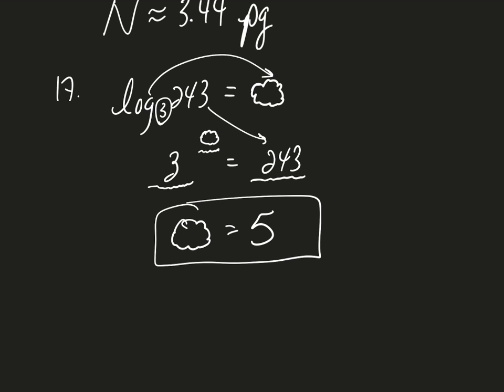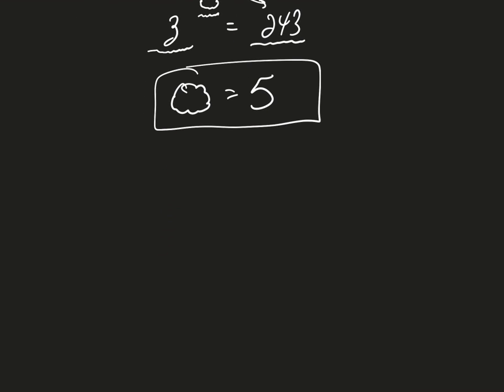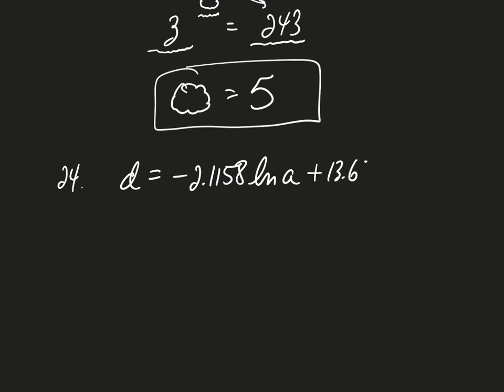Alrighty. Then the other one I wanted to do from this section was the word problem, the biology problem in number 24. Again, it sounds like it's going to be terribly difficult. They're talking about researchers looking at the size of the pupil in a person's eye as they get older. But what it comes down to after all of that explanation is this equation. The diameter of a person's pupil is going to be negative 2.1158 ln of A plus 13.669, where A is the person's age measured in years.